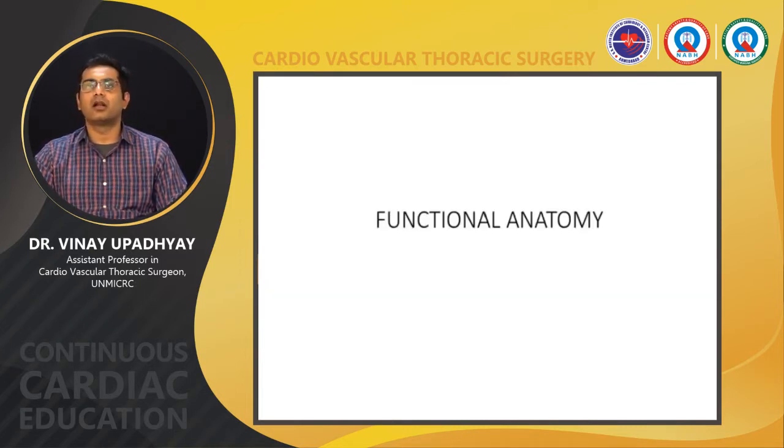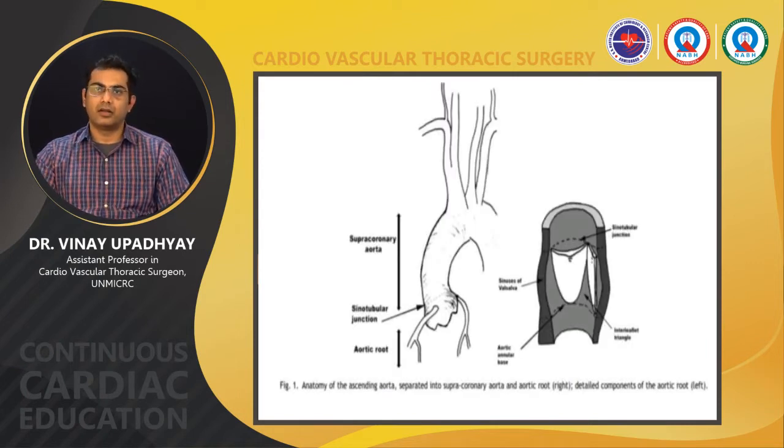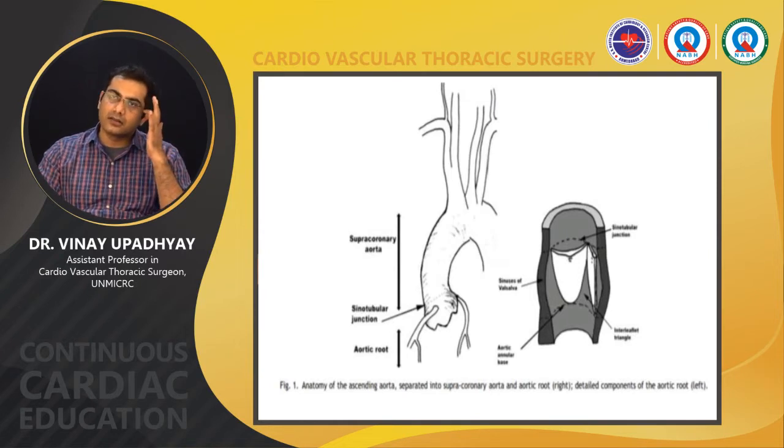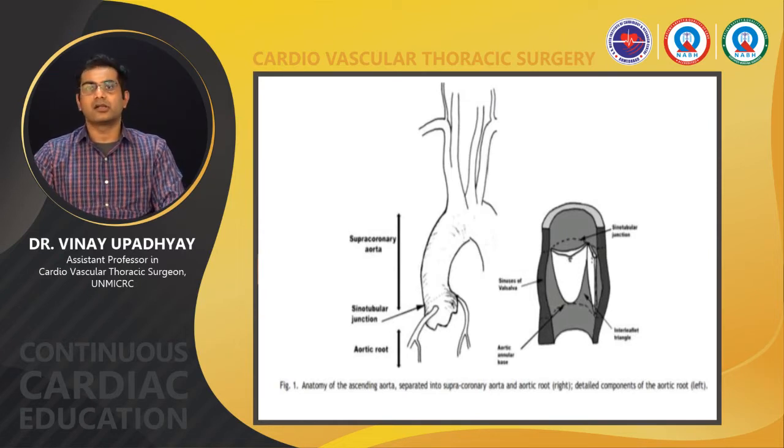Now the functional anatomy of the aortic root. This figure shows all the components of the aortic root, starting from the sinotubular junction, all three leaflets, sinuses, interleaflet triangles, and the aortoventricular junction. These all components make the aortic root.